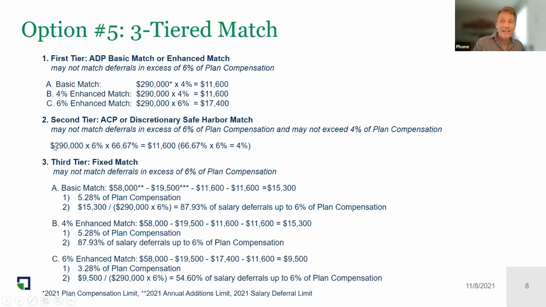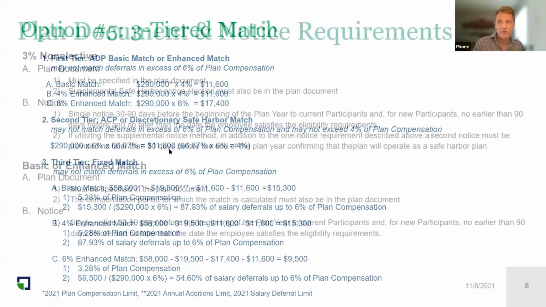So what this ends up working out to is they get a 66.67% match on 6% of deferrals, which is capped at $290,000 of plan compensation. This is the maximum compensation we can consider for plan purposes for 2021. That ends up being a match of $11,600.